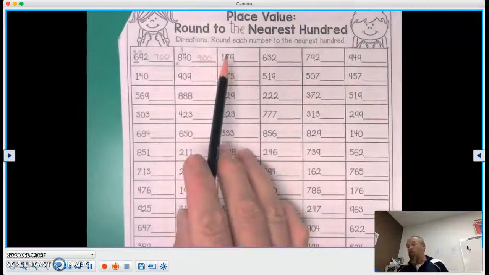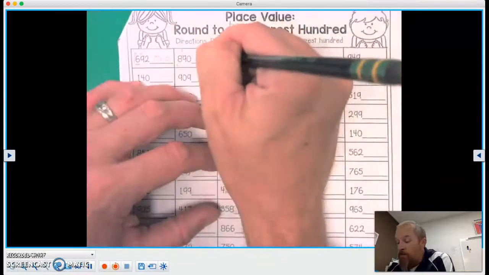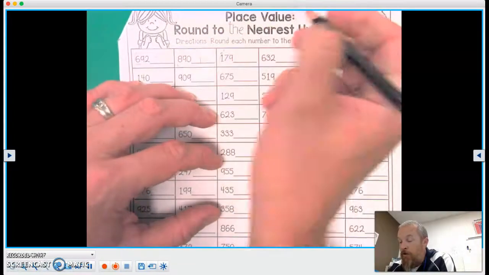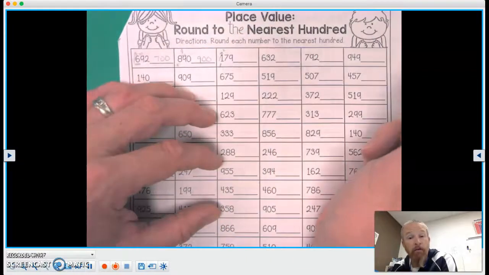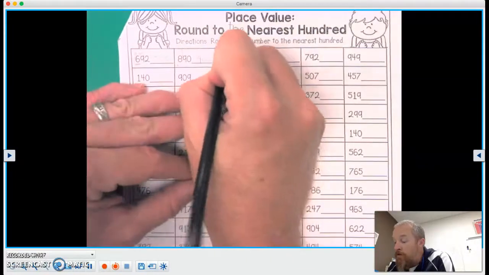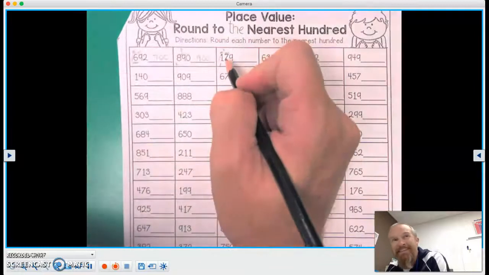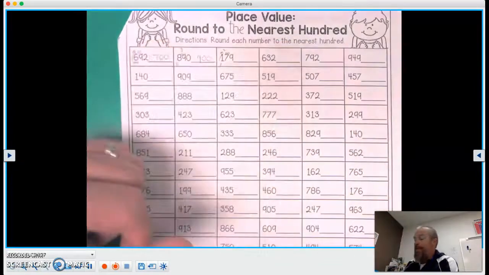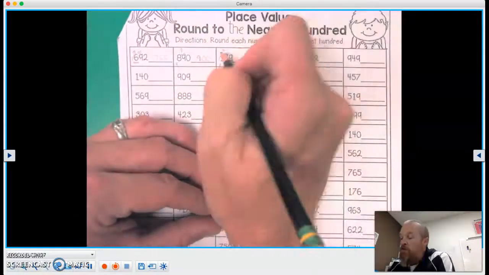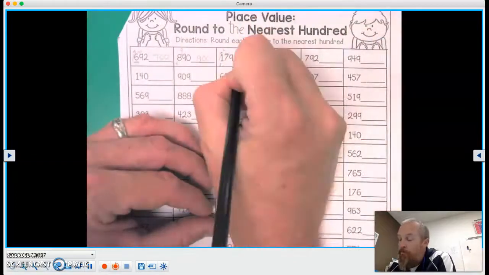Let's look at this one. 179. So we're either going to go up to 200, or we're going to stay at 100. We look next door at the 7, and the 7, once again, is 5 or more, raise the score. So we're going to raise it up to the 200.